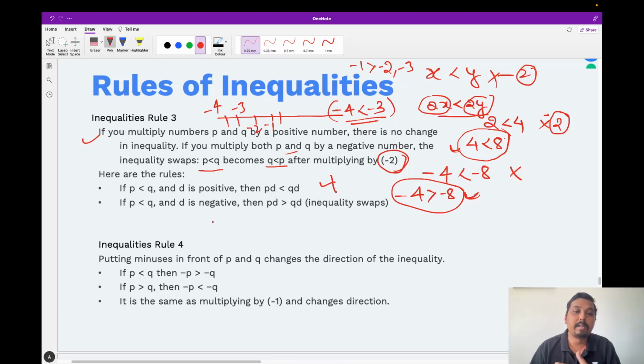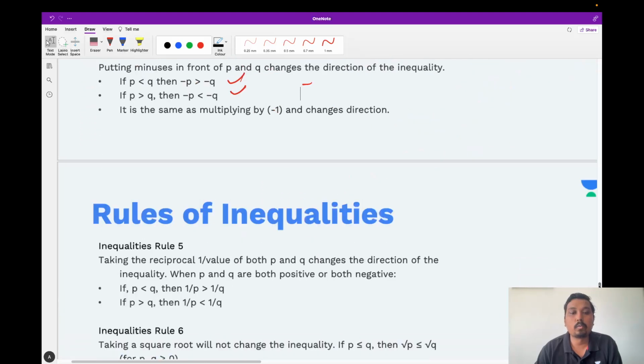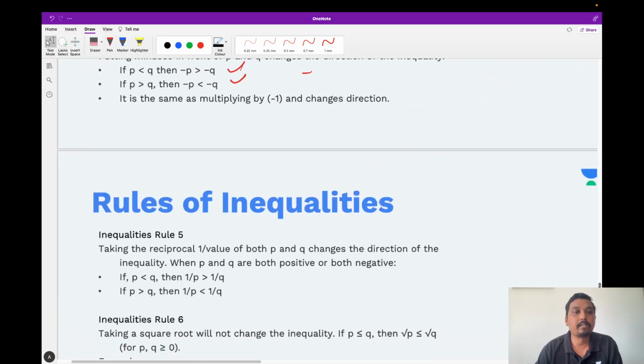If you multiply by a negative number, the inequality is going to swap, guys. Please remember, this is the most important rule in your inequalities. So this will help you a lot in understanding inequalities and solving most of your questions. Same thing if I am multiplying by minus 2, or by any other negative number: the inequality sign will change. We'll see some questions, and once you see this, you will be clear with what I was trying to tell you guys.